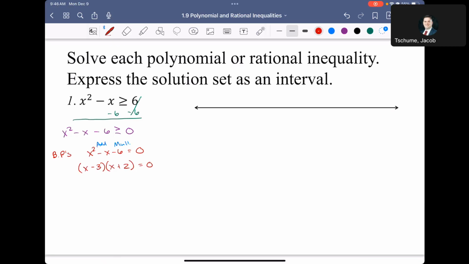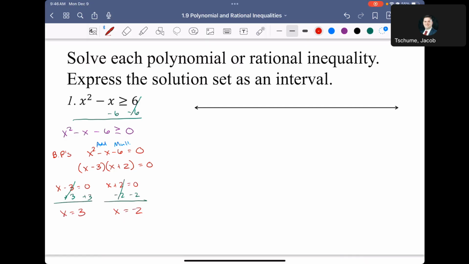Like we learned in 1.4, you will now set both of these equal to 0. And so on the first one, if you add 3 to both sides, you get x equals 3. And on the second one, if you subtract 2 from both sides, you will get x equals -2. Those are your 2 boundary points. And I think that's the hardest part of the problem, is getting your boundary points correct, because everything else goes pretty quick in the process.